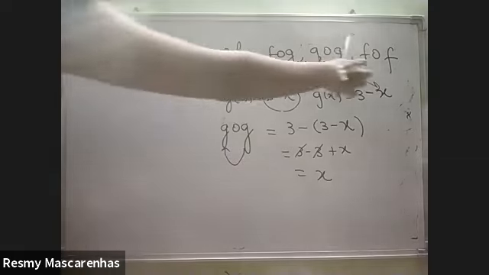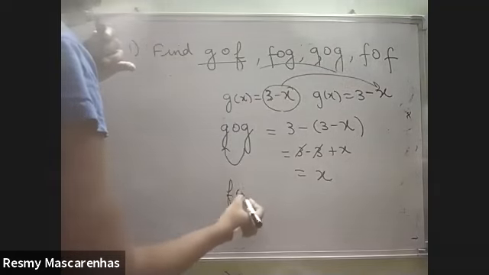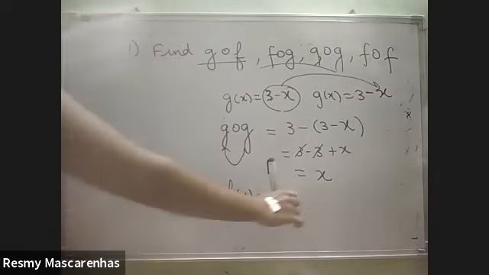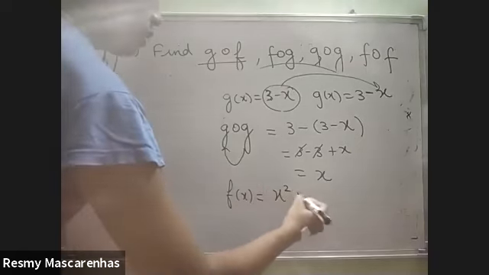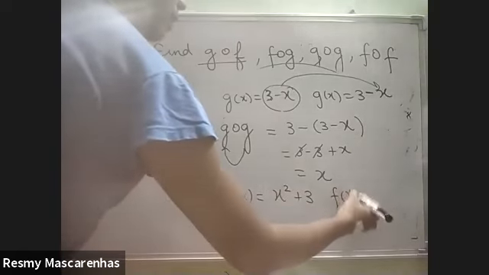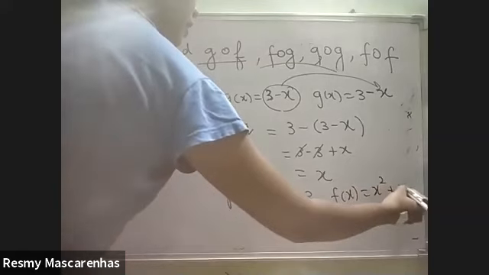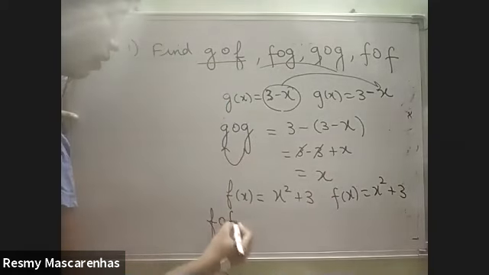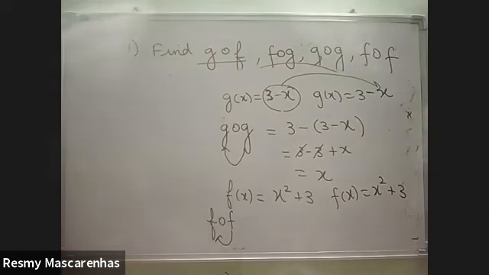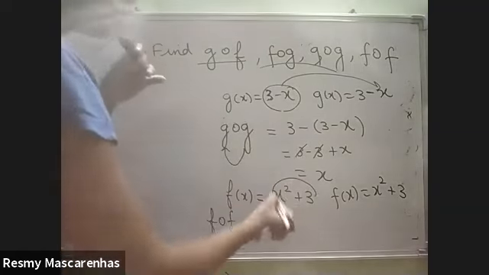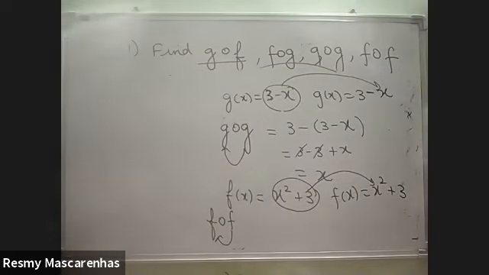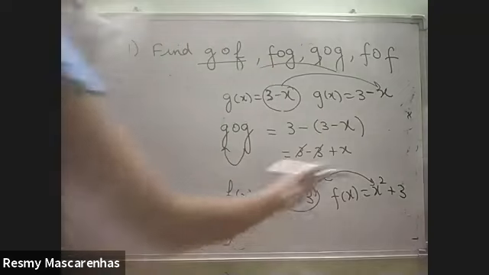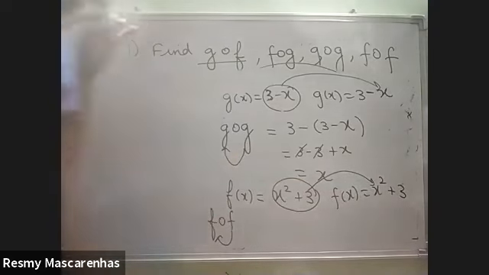Same way FOF we have to find. So f you can write 2 times. This is for the first time, and later on, no need to write f and all. You can directly do the substitution. So f is given to you as x square plus 3. So 2 times I will write. F you have to put in f only. So take any of the f. So this full f will go wherever there is x.